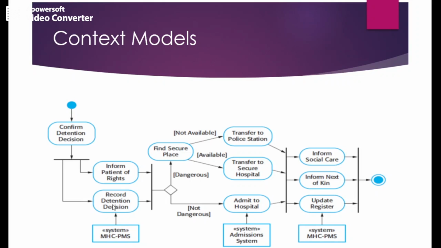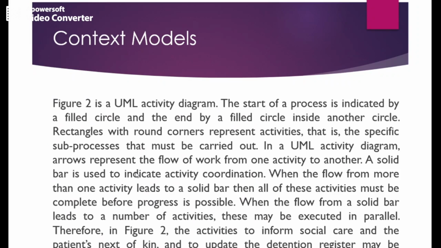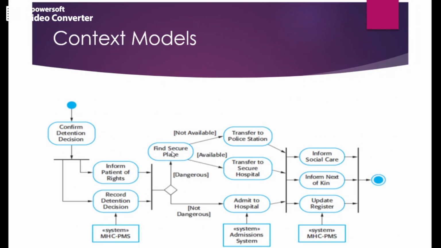Keep in mind. Now from here, you have to find a secure place. What happens here is a decision is made. You can see a diamond shape here. Yes, you have used the diamond shape while drawing flow charts when studying your C program. So that is the decision maker. Here we are deciding whether the patient is dangerous or not dangerous. If he is dangerous, then you have to find a secure place to put him. So we are going to inform the police station.